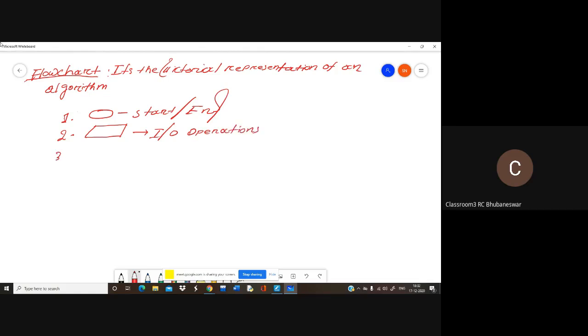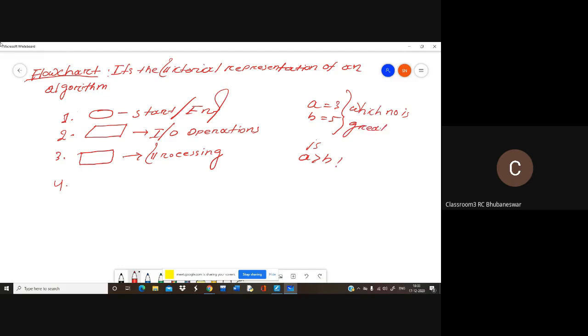Number three, for processing, like performing addition, sum equal to a plus b, you are using this rectangular symbol for processing. Clear everyone? Number four, for making any decision. Suppose I am writing a program, suppose A equal to 3 and B equal to 5, to find whether A is greater or B is greater. So first, we need to compare A with B. Is A greater than B?